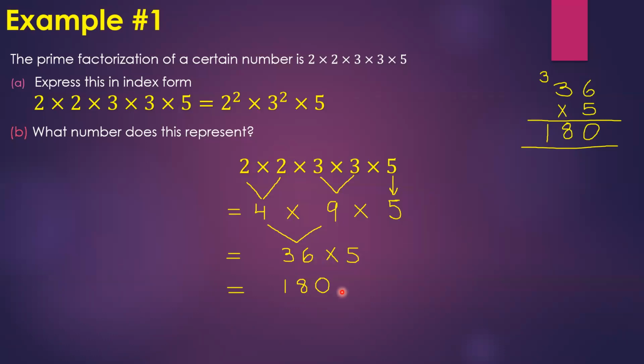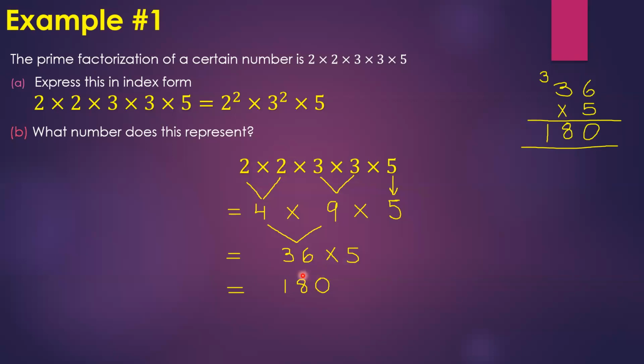Nevaeh, can you explain how we got 180? So basically what you do is 2 times 2, which is 4. Times 3 times 3, which gives you 9, and you bring down the 5. 4 times 9 gives you 36 times 5, which gives you 180.